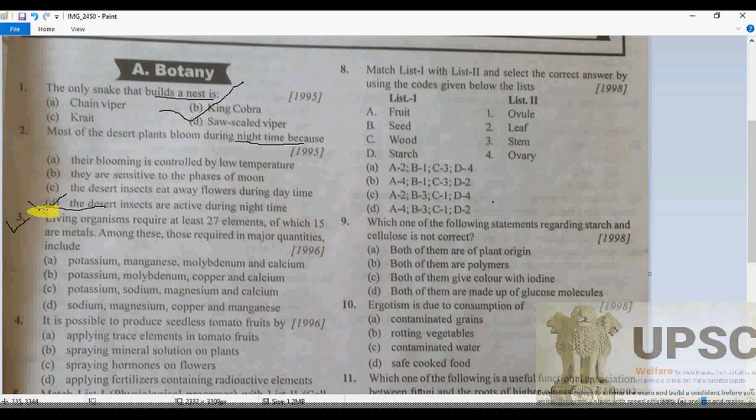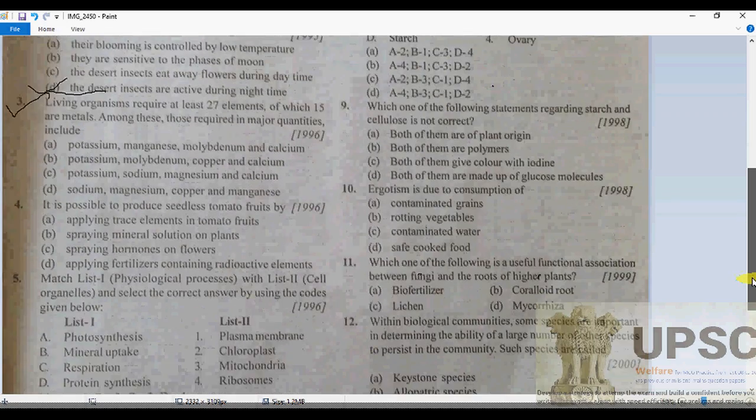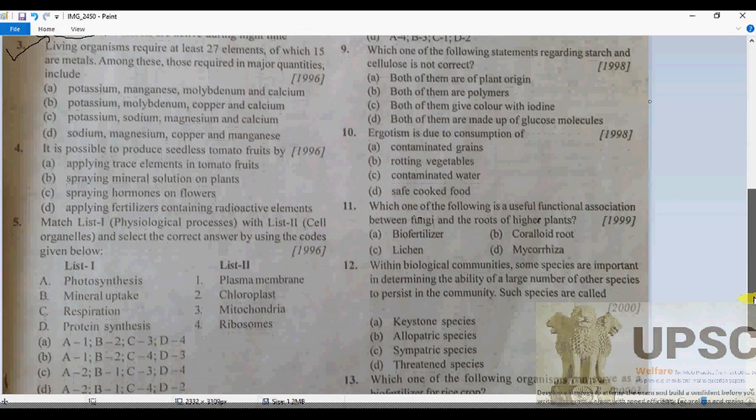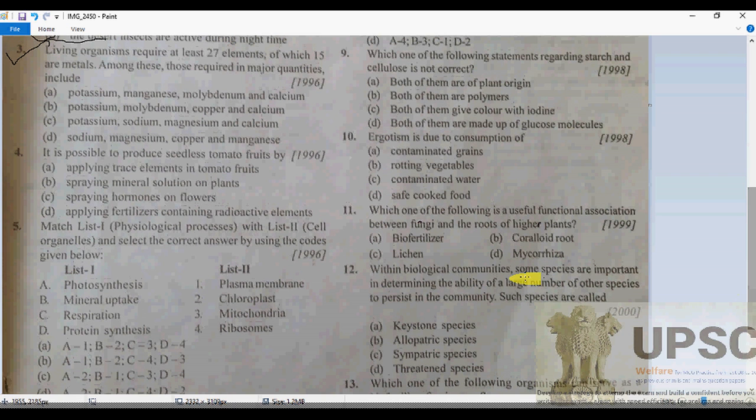Now third, the question is saying that living organisms require at least 27 elements, and 15 of them are metals. Among these, those required in major quantity include, no need to doubt, of course, potassium, sodium, magnesium and calcium.